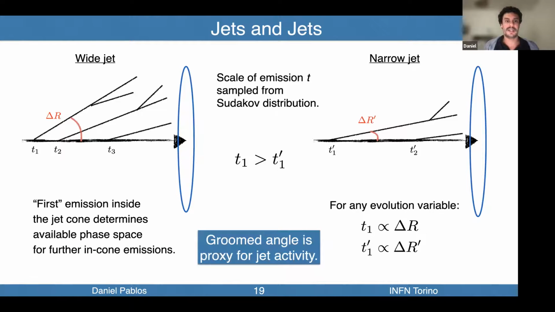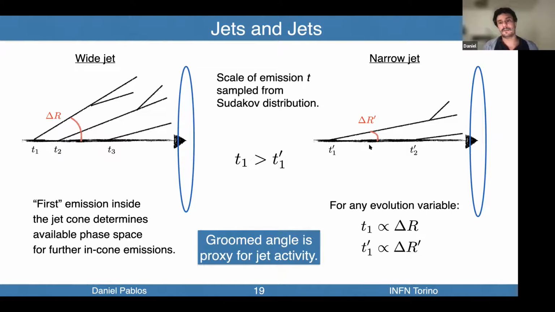The scale of each emission, as determined by the DGLAP distribution, is sampled from a Sudakov distribution in practice for parton showers. And the first emission inside the jet cone will determine the available phase space for further in-cone emission. So if you draw a scale T1 with your distribution, it can be a PT scale, angle scale, mass scale for the shower, then the next scale will have as a maximum the previous one.